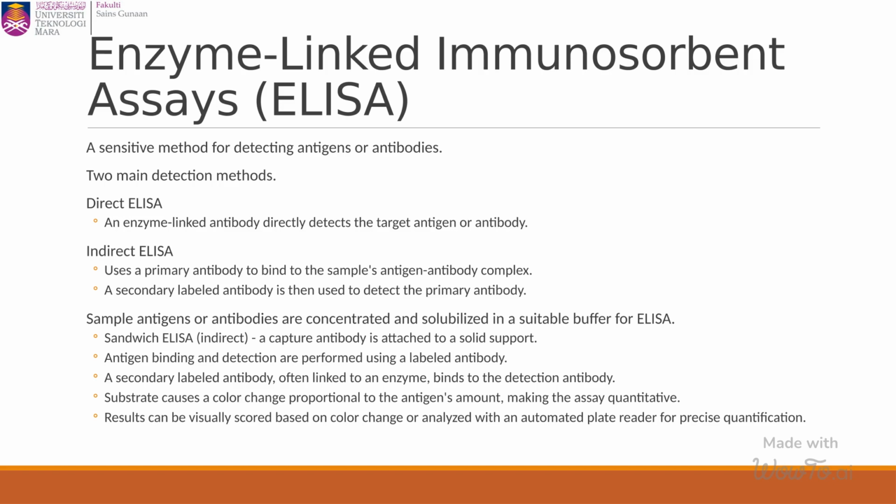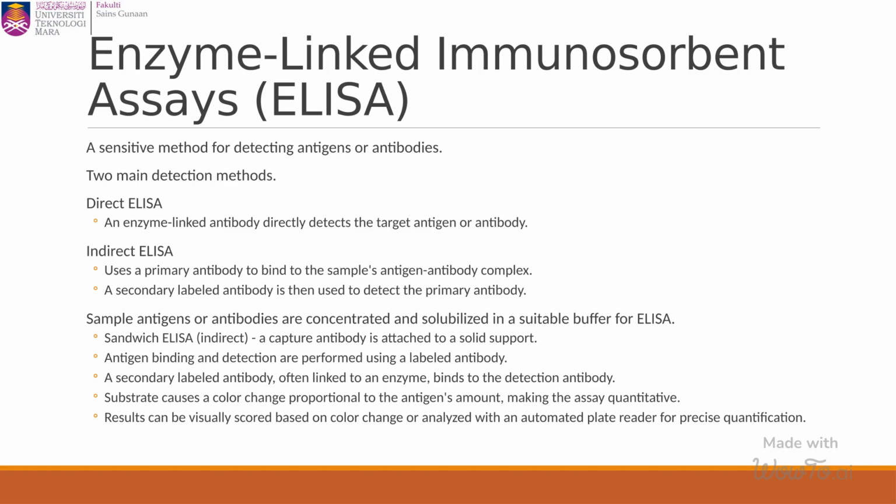antibody. The steps in an indirect ELISA for detecting an antigen or antibody are as follows. Initially, we prepare the sample by putting antigens or antibodies in a special liquid. Then we stick a special antibody to a solid surface. After that, we add the sample's antigen, which sticks to the special antibody. Then we add another special antibody, which can detect the first one. This second antibody has a label.